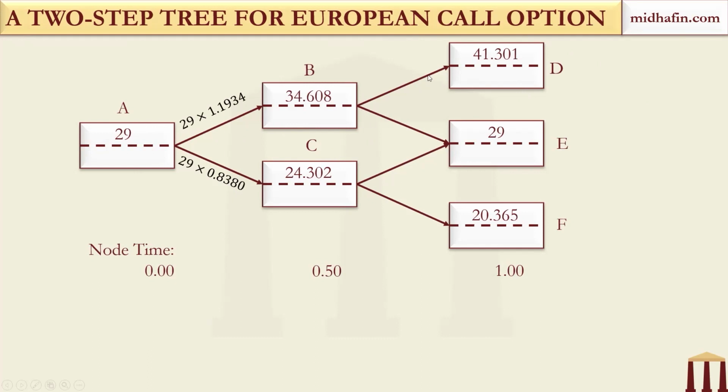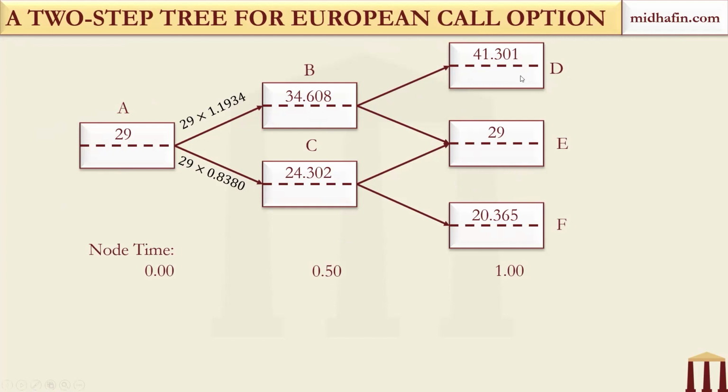Okay, similar calculations can be done for B to D, B to E, and C to F. Once I have the stock prices, now my task is to find the payoff at maturity. No other payoffs are calculated. Payoffs are calculated at maturity. And remember, it's a European call option that we are valuing.